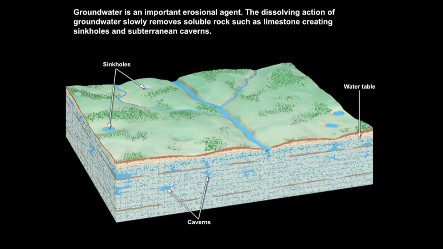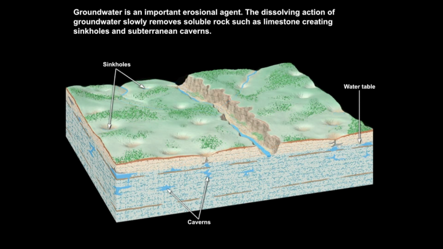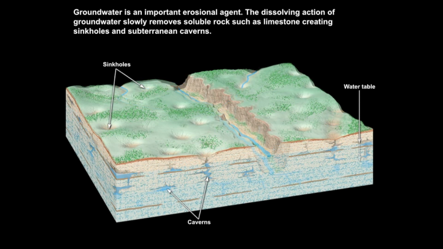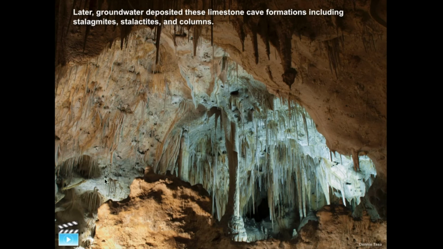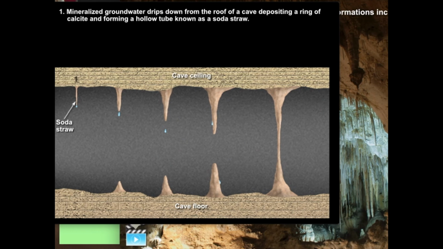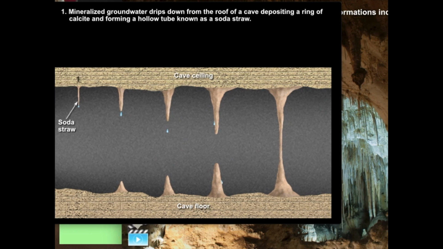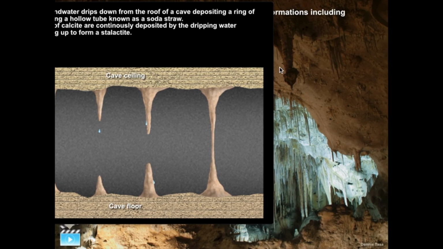Groundwater is an important erosional agent. The dissolving action of groundwater slowly removes soluble rock, such as limestone, creating sinkholes in subterranean caverns. Later, groundwater deposited these limestone cave formations, including stalagmites, stalactites, and columns. Mineralized groundwater drips down from the roof of a cave, depositing a ring of calcite and forming a hollow tube known as a soda straw. Additional rings of calcite are continuously deposited by the dripping water, gradually building up.